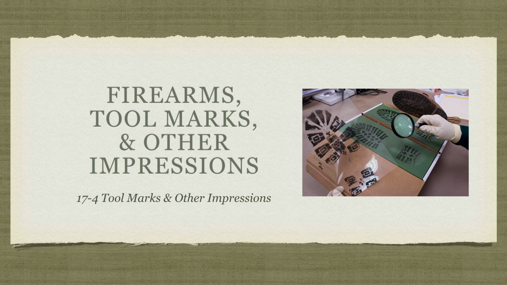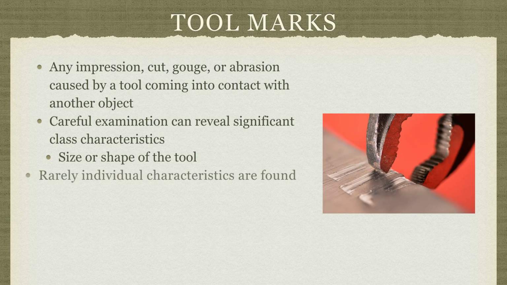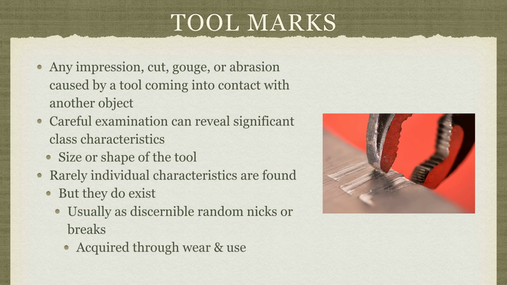Forensic Science Lecture 17-4, Tool Marks and Other Impressions. A tool mark is any impression, cut, gouge, or abrasion caused by a tool coming in contact with another object. A careful examination can reveal significant class characteristics, the size or the shape of the tool. Rarely, individual characteristics can be found, but they do exist.